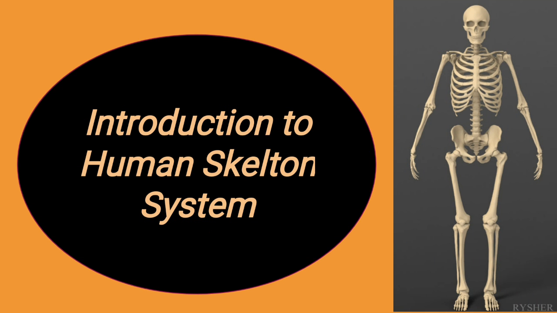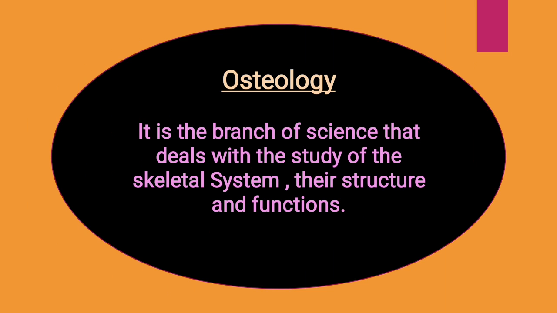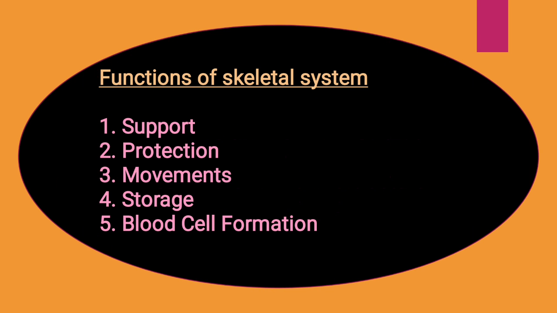Today we are going to discuss the introduction to the human skeleton system. In this system, first of all, the definition of osteology: it is the branch of science that deals with the study of the skeleton system, its structure and functions. Functions of the skeletal system are support, protection of our internal organs, movements of our body, storage of fats, and blood cell formation. In that, red blood cells are formed in bone marrow.